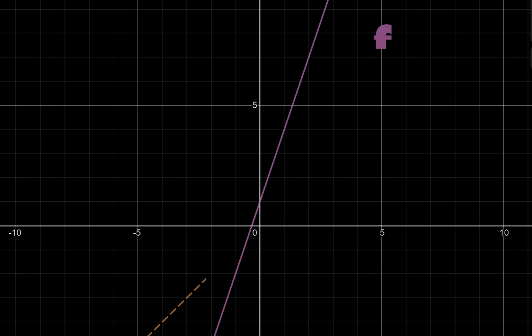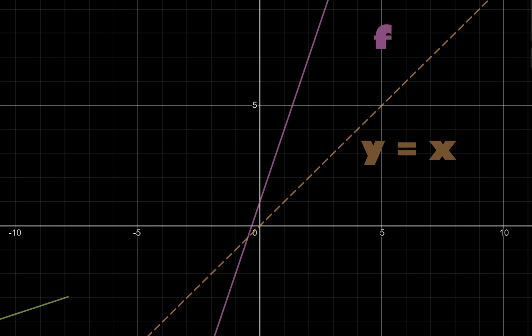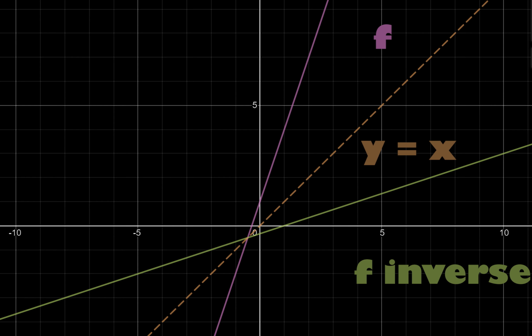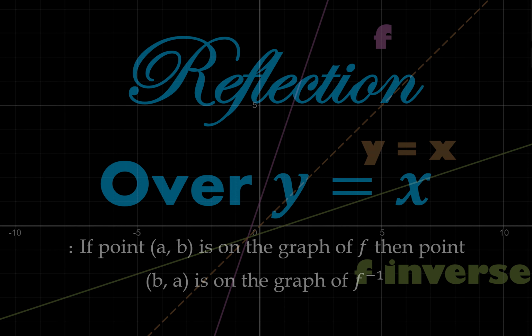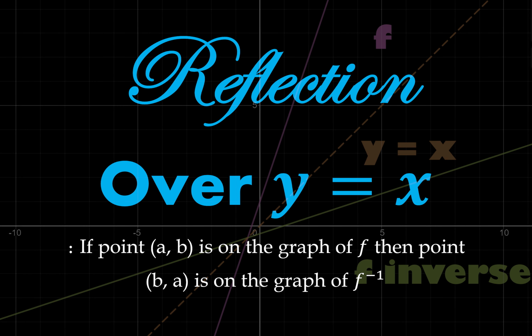Last thing I want to say is that the graph of the inverse is the reflection over the y equals x axis. Or in other words, the x and y coordinates switch for each point.